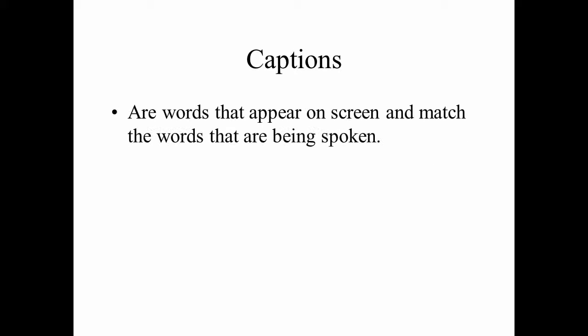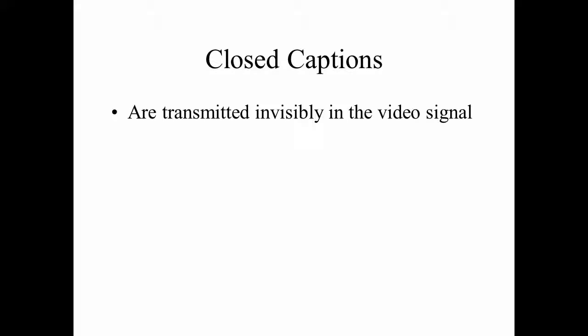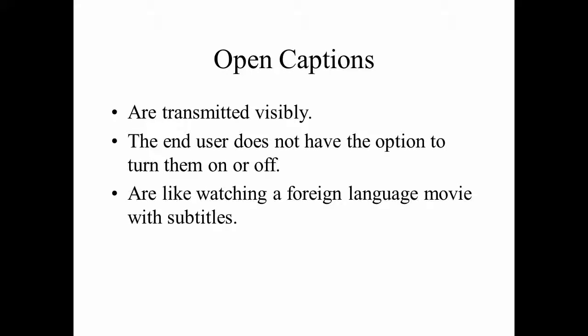Captions are words that appear on screen and match the words that are being spoken. Captions can either be closed captions or open captions. Closed captions are transmitted invisibly in the video signal and require the TV viewer to either turn on or turn off closed captions on their TV set. Open captions are transmitted visibly. The end user does not have the option to turn them on or off. They always appear. Open captions are like watching a foreign language movie with subtitles.